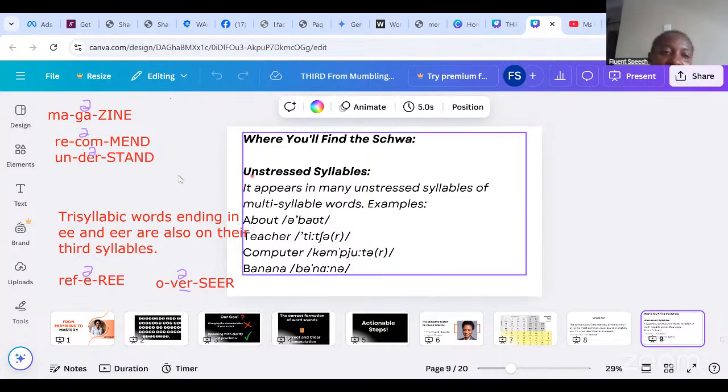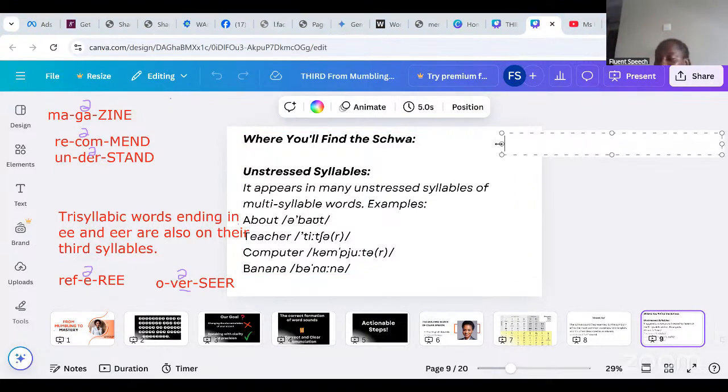So let's practice with some sentences. All right, some sentences on the board that we'll practice together.